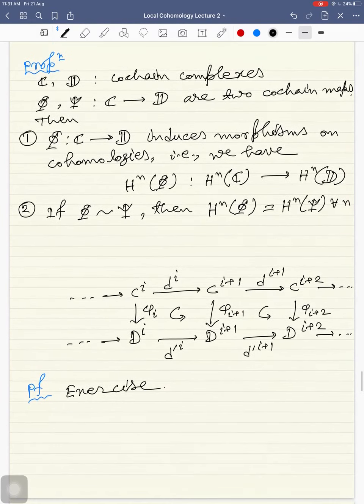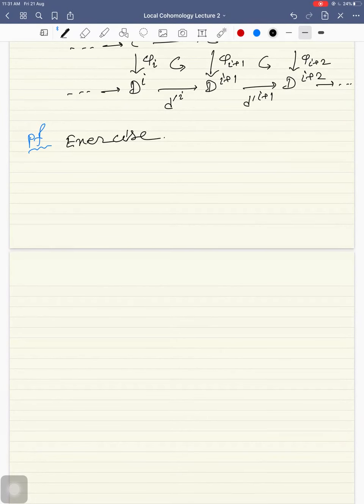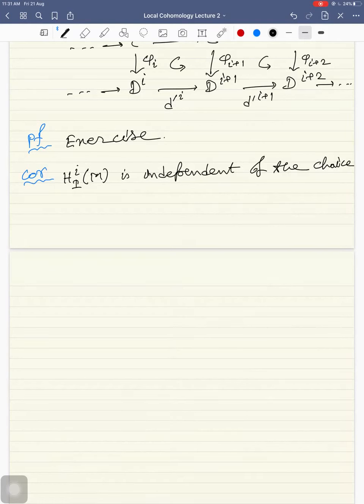And now using this proposition, we should prove this corollary: that if you consider the ith local cohomology module of M with respect to an ideal I, it is independent of the choice of injective resolution of M.